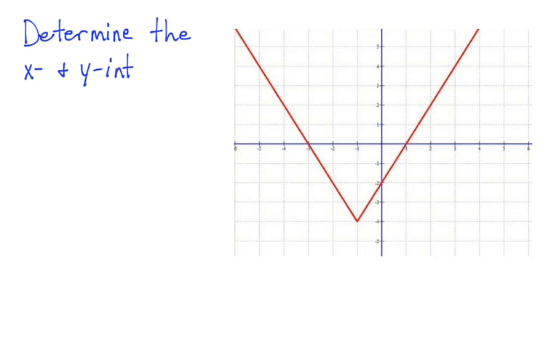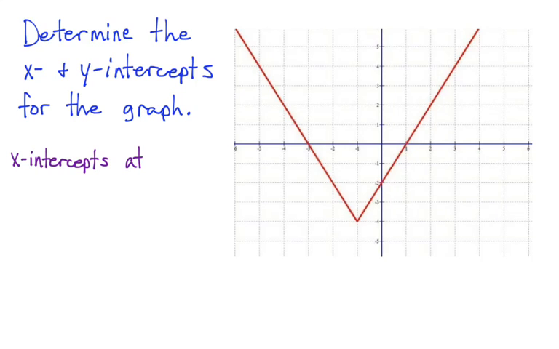One more. This is an absolute value graph. I have 2 x-intercepts and 1 y-intercept. The 2 x-intercepts are at -3 and +1. The y-intercept is at -2. And that's all it is.